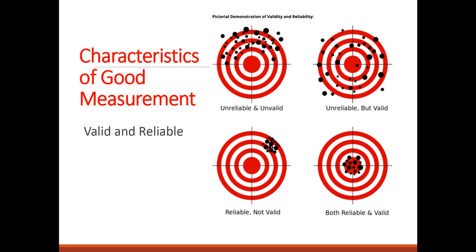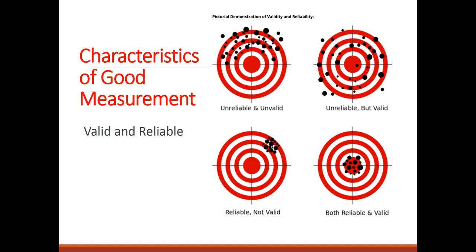Okay, so if your instrument is not valid and it's not reliable, that means your instrument is wrong. What you want to have is, of course, both reliable and valid. You can see here, the reliable one, the target is almost in the center. So the target is correct, valid, and it's consistent. All is consistent. So this is reliable and valid.